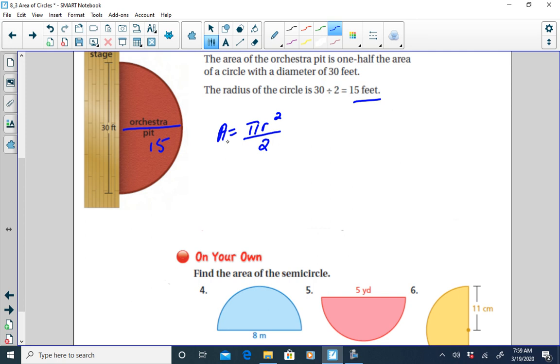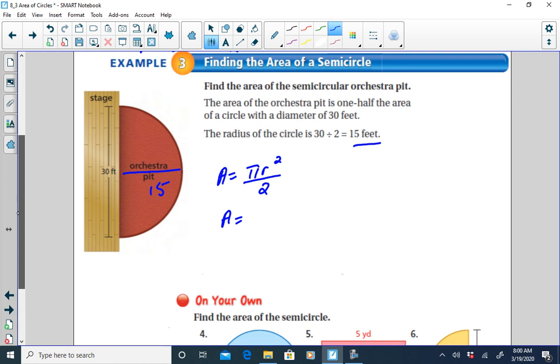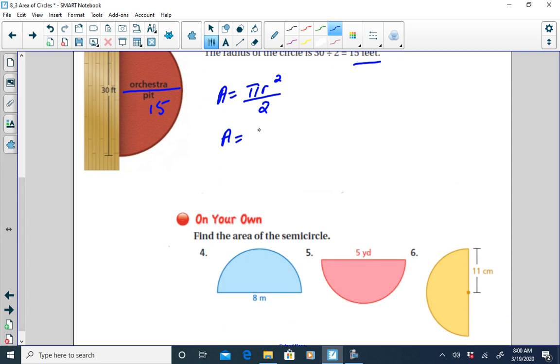So this problem, I wrote my formula for the area of the semicircle as pi times the radius squared divided by 2. So area is going to be equal to, are we told what to use for pi? We are not. So if we're not told what to use for pi, usually we should just use 3.14. My radius is going to be 15, and we're going to have to square that, but then we have to divide that by 2.